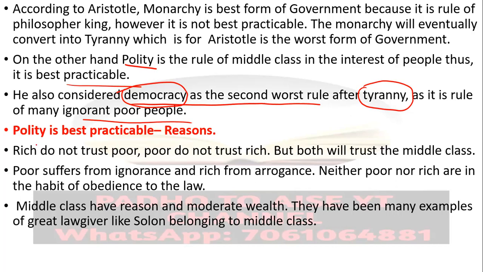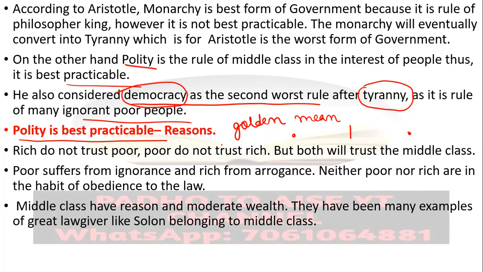Why is polity the best practicable? For that Aristotle gives reasons. As I told you in the first lecture, Aristotle always goes for the golden mean, a kind of balanced approach. He is always balancing the two extremes, and the same is the reason here. Polity is the rule of the middle class. So the middle class are neither very rich nor very poor. They are middle class, right? So they have the sources for their subsistence, they have the necessary items for their survival.